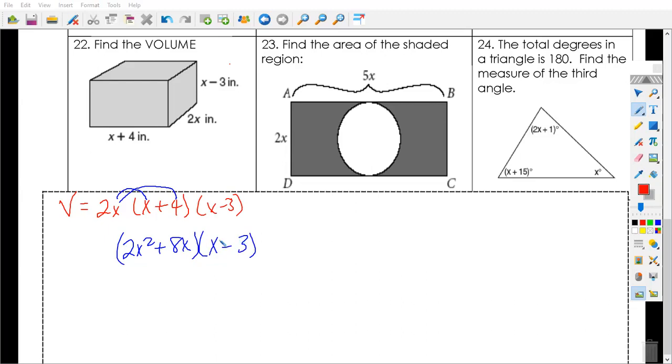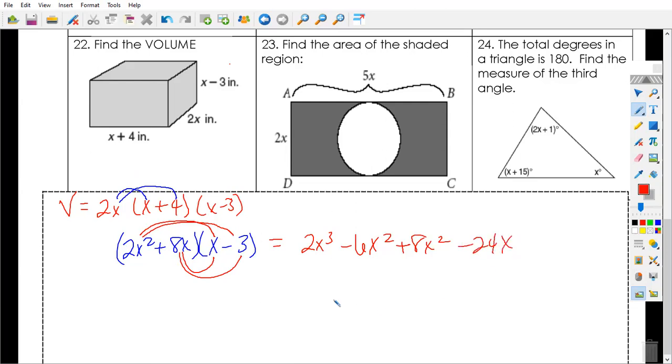And now I'm going to FOIL, right? So we distribute. Now we're going to FOIL. So we have 2x squared times x, 2x to the third, 2x squared times negative 3. Perfect. 8x times x. Perfect. And then 8x times negative 3. I've now fully distributed, got rid of parentheses. So my last thing to do is combine like terms. So my like terms are, and what does that make? There we go. So we have 2x cubed plus 2x squared minus 24x.